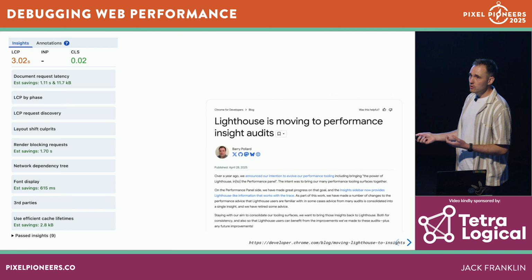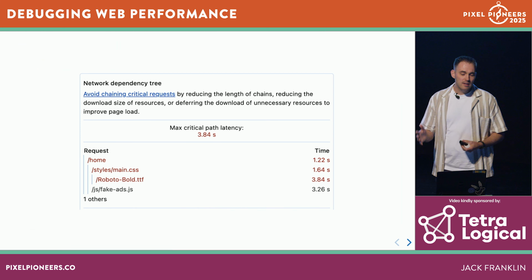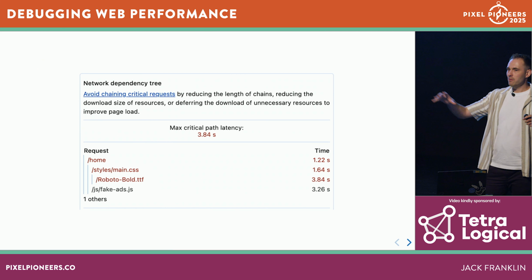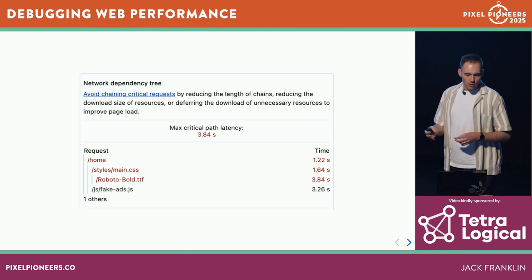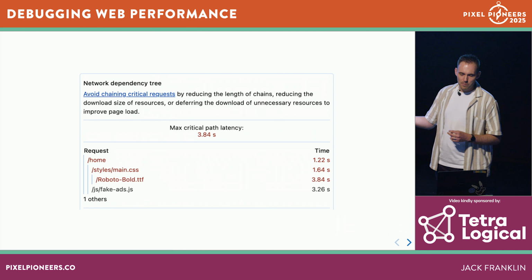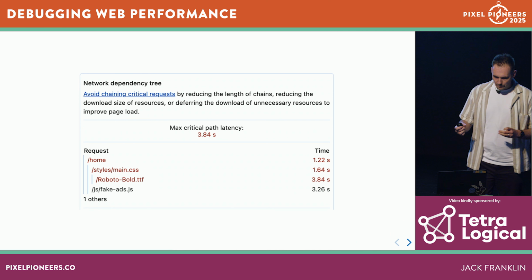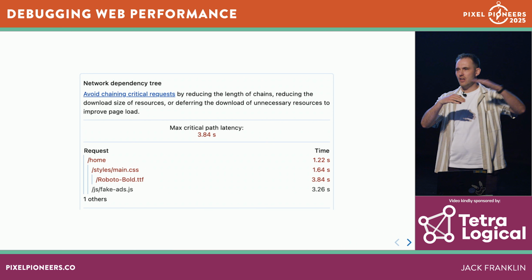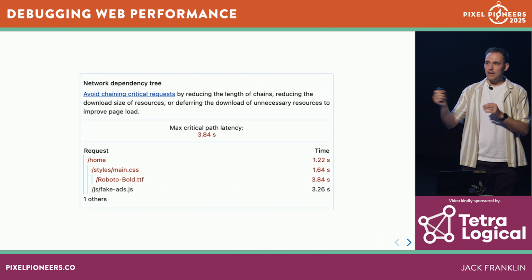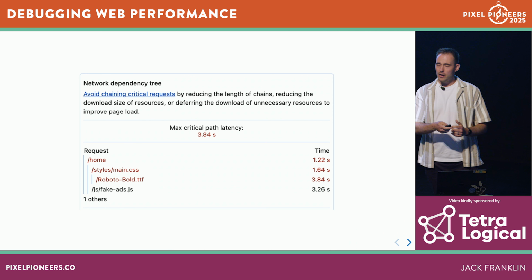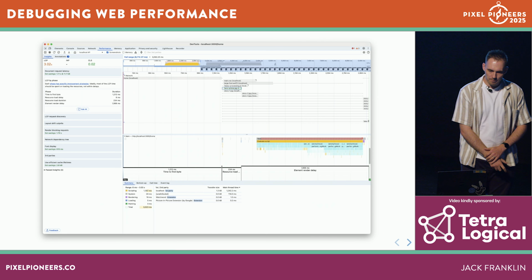And these insights are really useful if you dig into them. So the network dependency tree insight looks at our chain of network requests. And if I click on this, you can see that it clearly shows me that we took 3.8 seconds to load the font. And it shows me that that came via styles main.css. So all that looking through the trace I did to figure that out, I could have clicked on the insight and done it straight away.